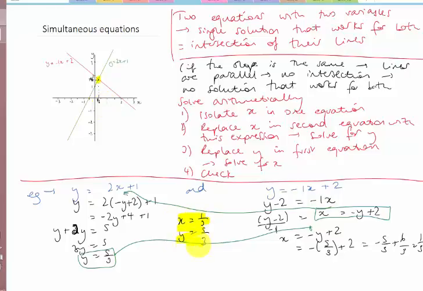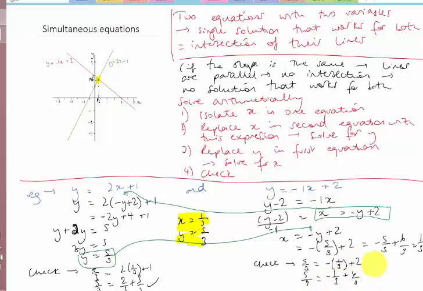That's our solution. So now finally we just need to check by replacing our values there. So is 5 thirds equal to 2 times 1 third plus 1? So that would be 5 thirds is equal to 2 thirds plus 3 thirds. Good. And over here, if we check, 5 thirds equals minus 1 third plus 2, so that would make 5 thirds equals minus 1 third plus 6 thirds, which is true.